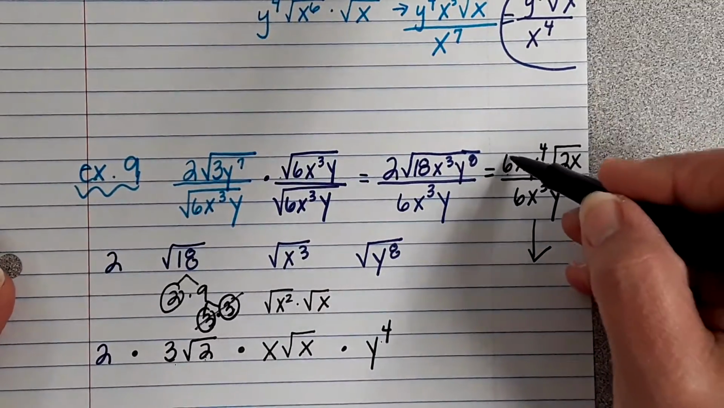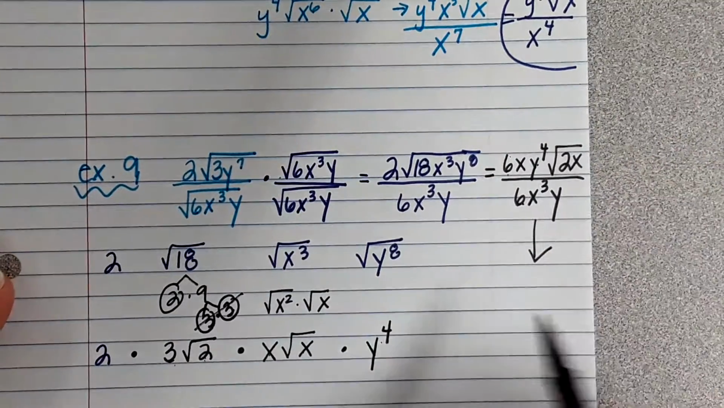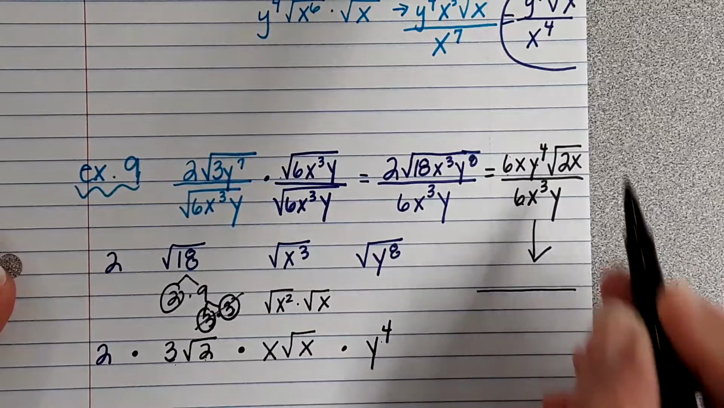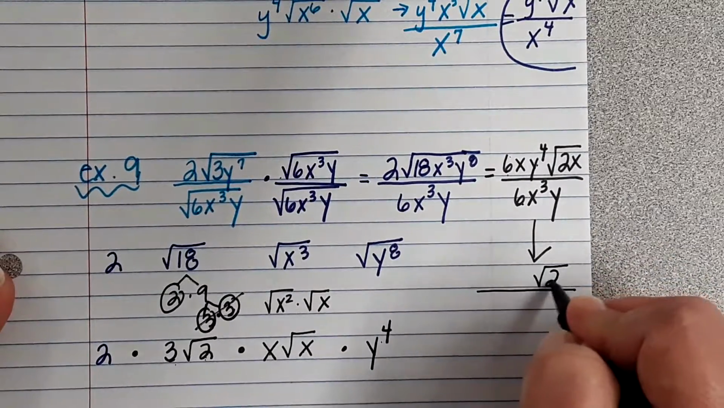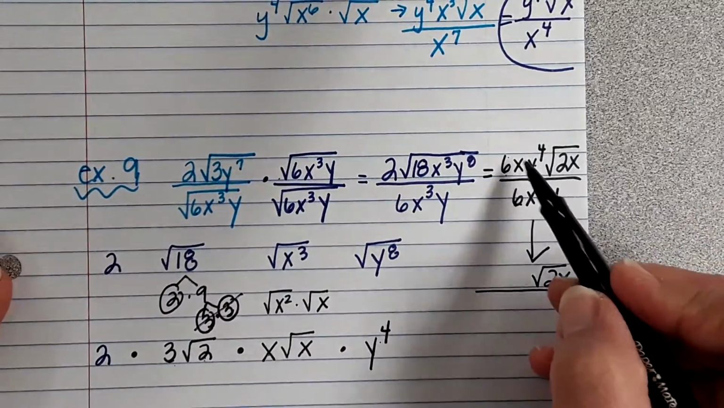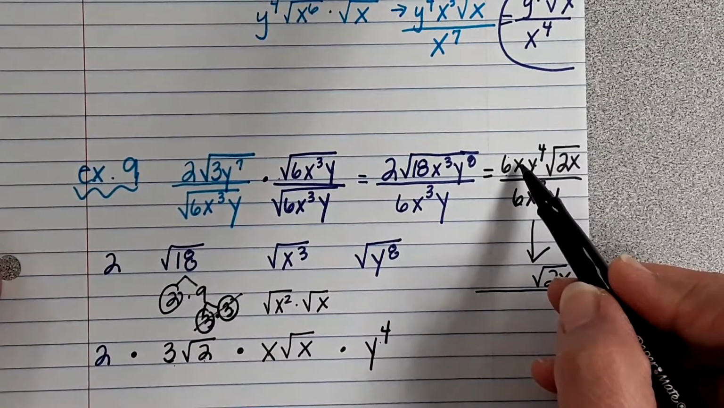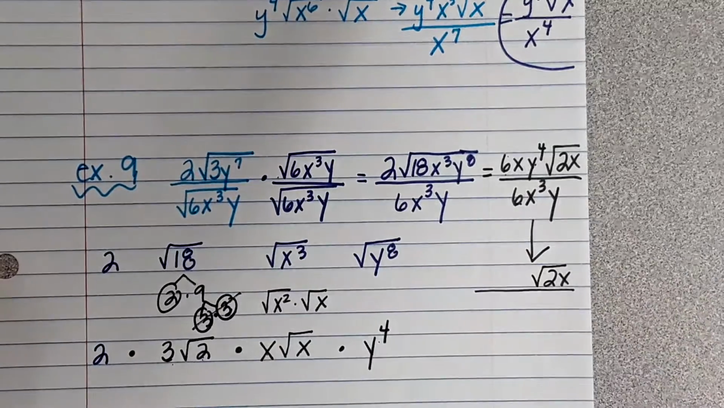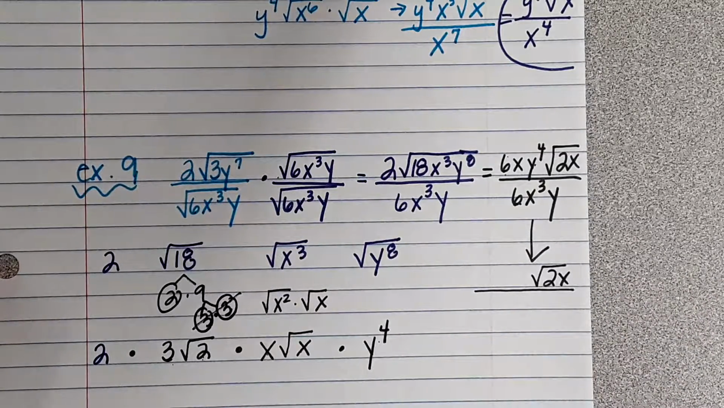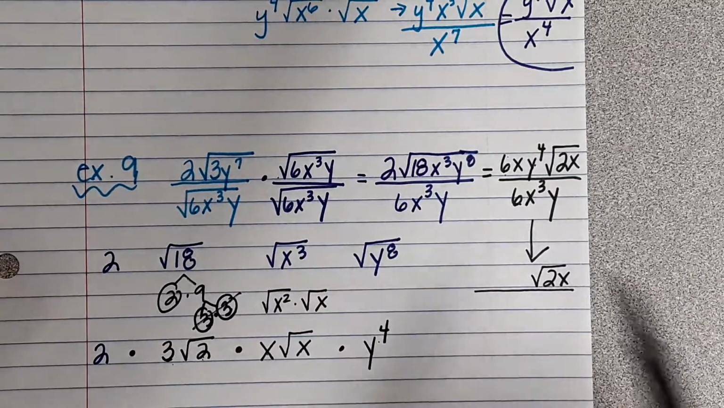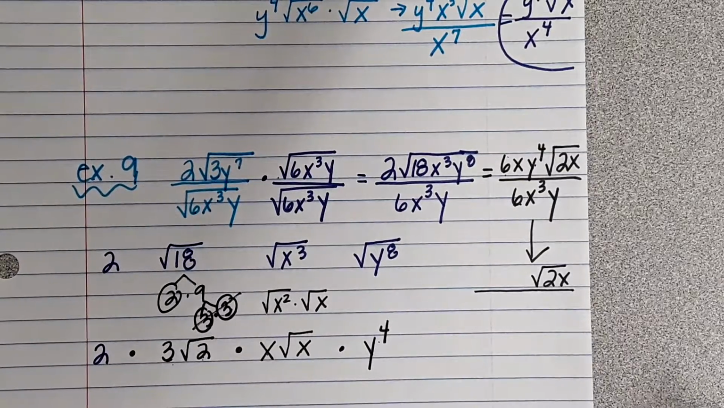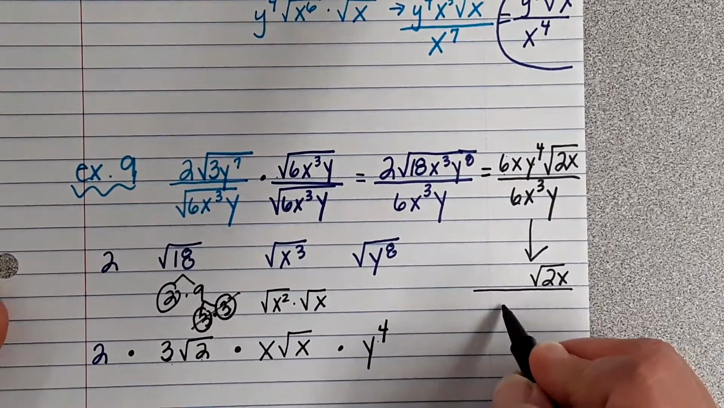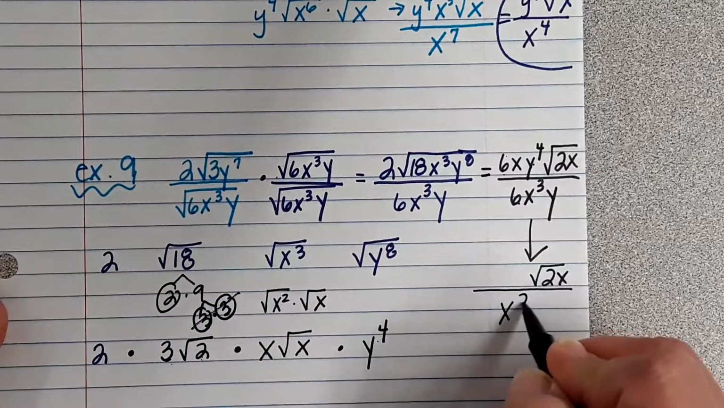Okay, notice the 6 is crossed out, right? I know the square root of 2x is going to stay in the top. I have 1x, I have x to the first in the numerator, I have x to the third in the denominator. How many x's do I have left altogether? 2. Where am I going to put them? In the numerator or the denominator? Because that 2 would be negative.